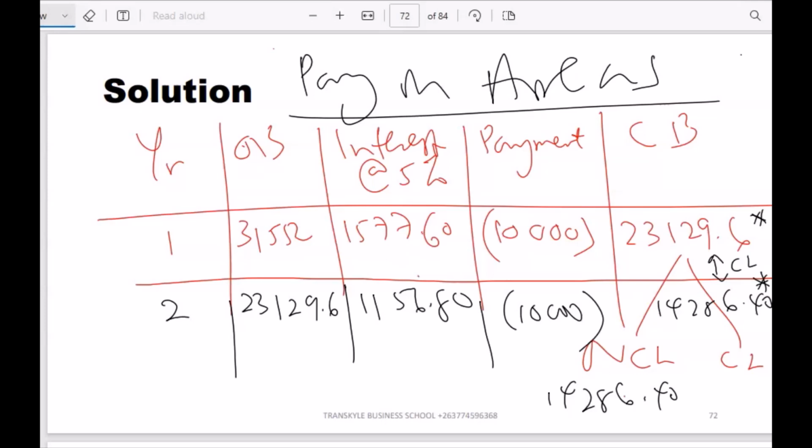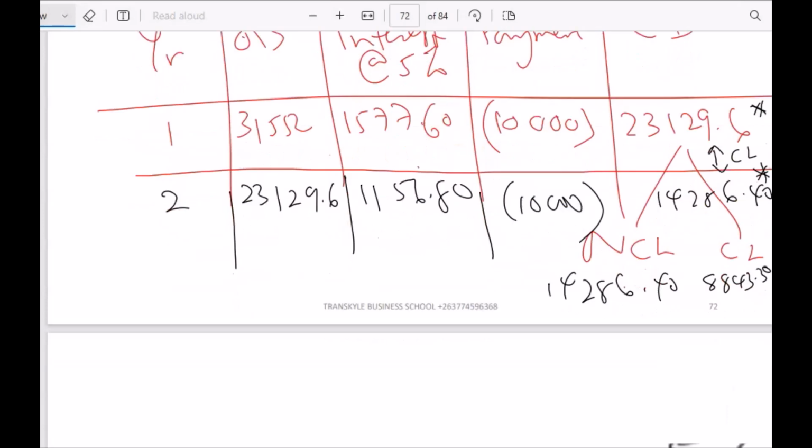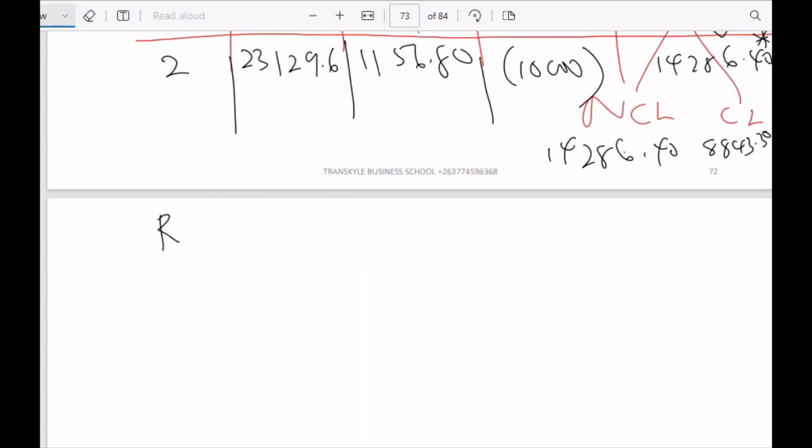So this gives us 8,843.3. Okay, so these are the first two figures which are required in the statement of financial position. The other figure we need is then the right of use asset. So the right of use asset is going to be the initial cost less depreciation.